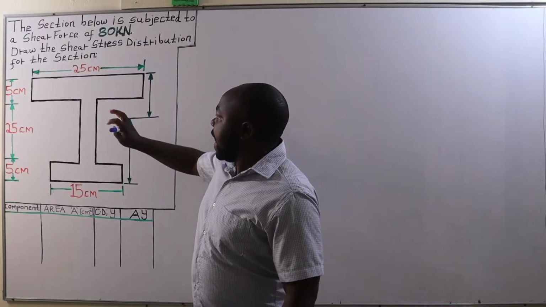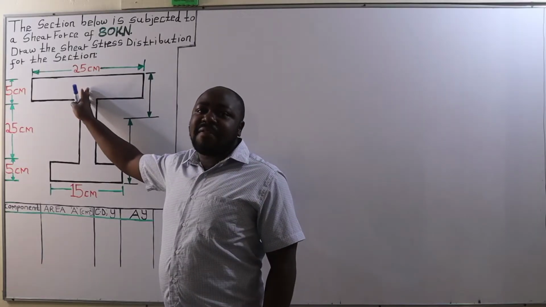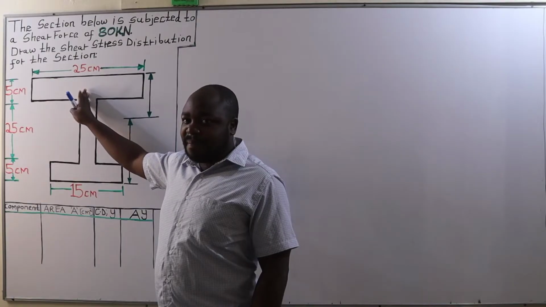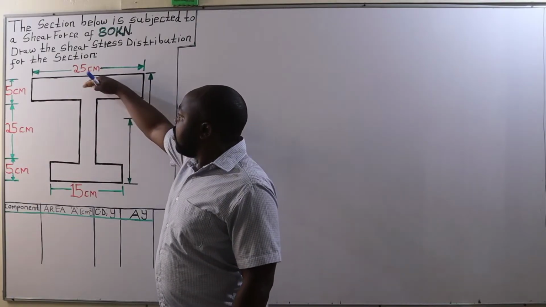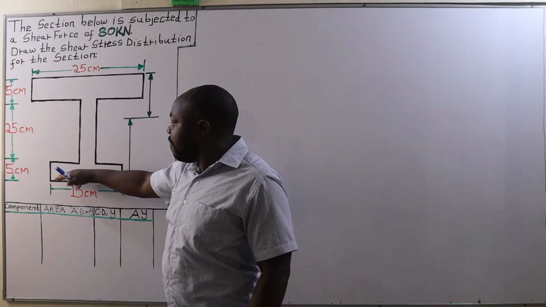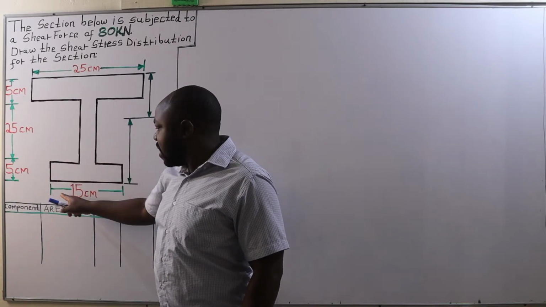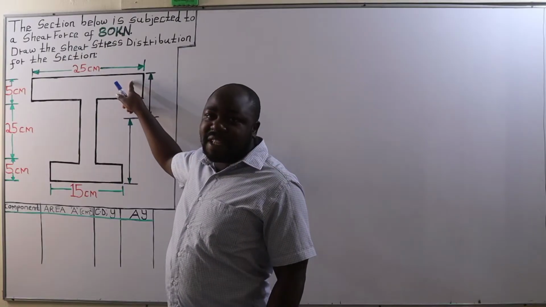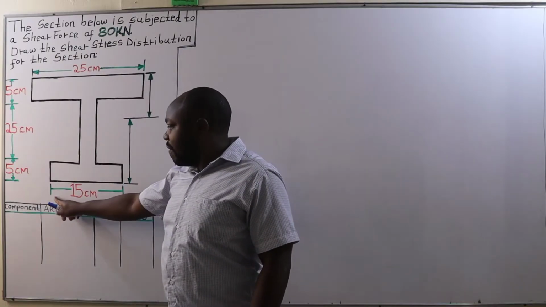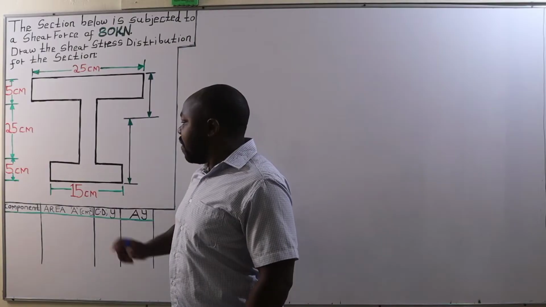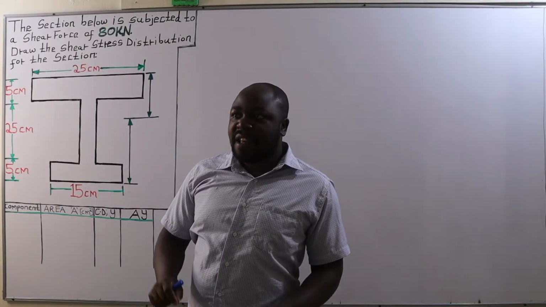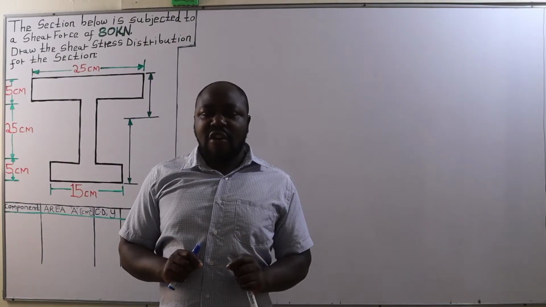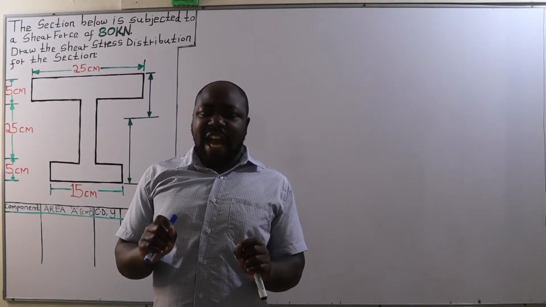Now, the diagram that we have here is an I-beam section of a beam whose top flange and bottom flange have different breadths. The top flange has a breadth of 25 centimeters and the bottom flange has a breadth of 15 centimeters. The first thing we are going to do is to locate the position of the neutral axis.